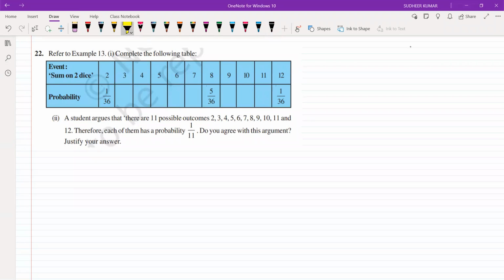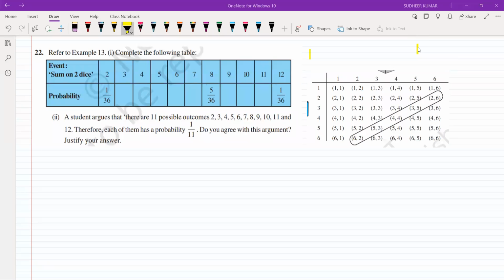So for example 13, complete the following: even sum on 2 dice. When 2 dice are thrown, the total possibilities are 36. 1 die has 6, 2 dice have 6 square possibilities. So the event is given: sum on 2 dice is 2, 3, 4, 5, 6, 7, 8, 9, 10, 11 and 12. Let us see the first one, then we will go to the second one.